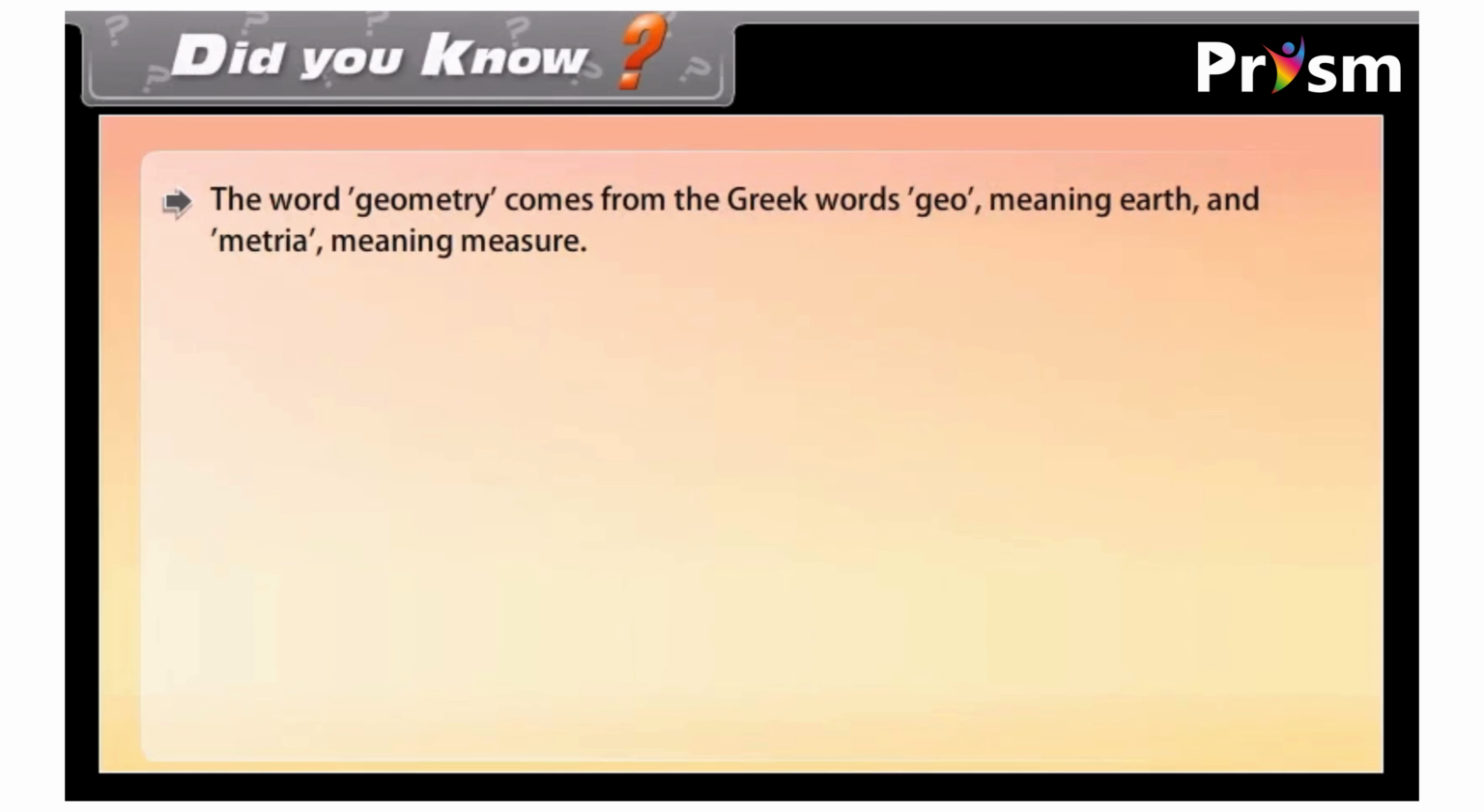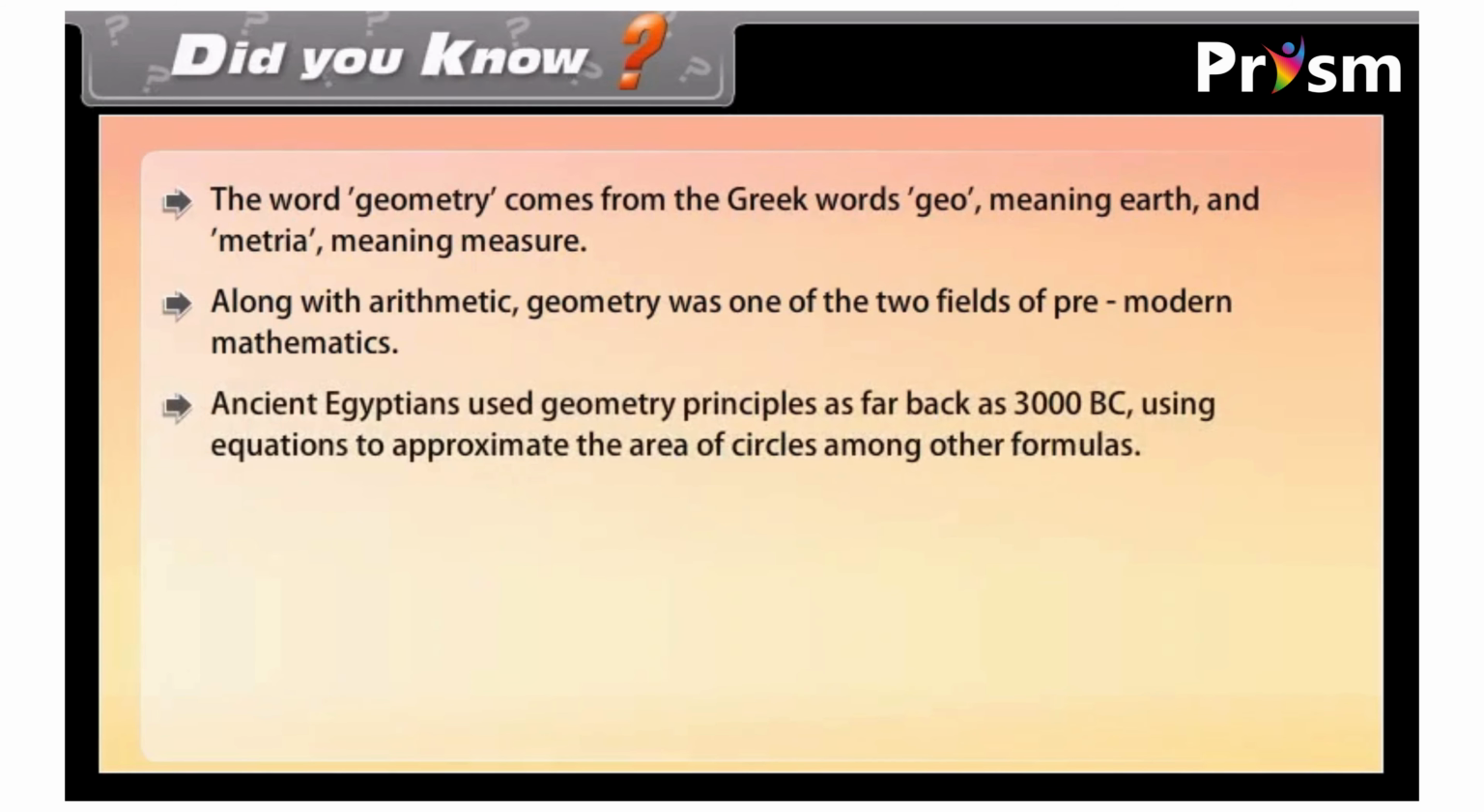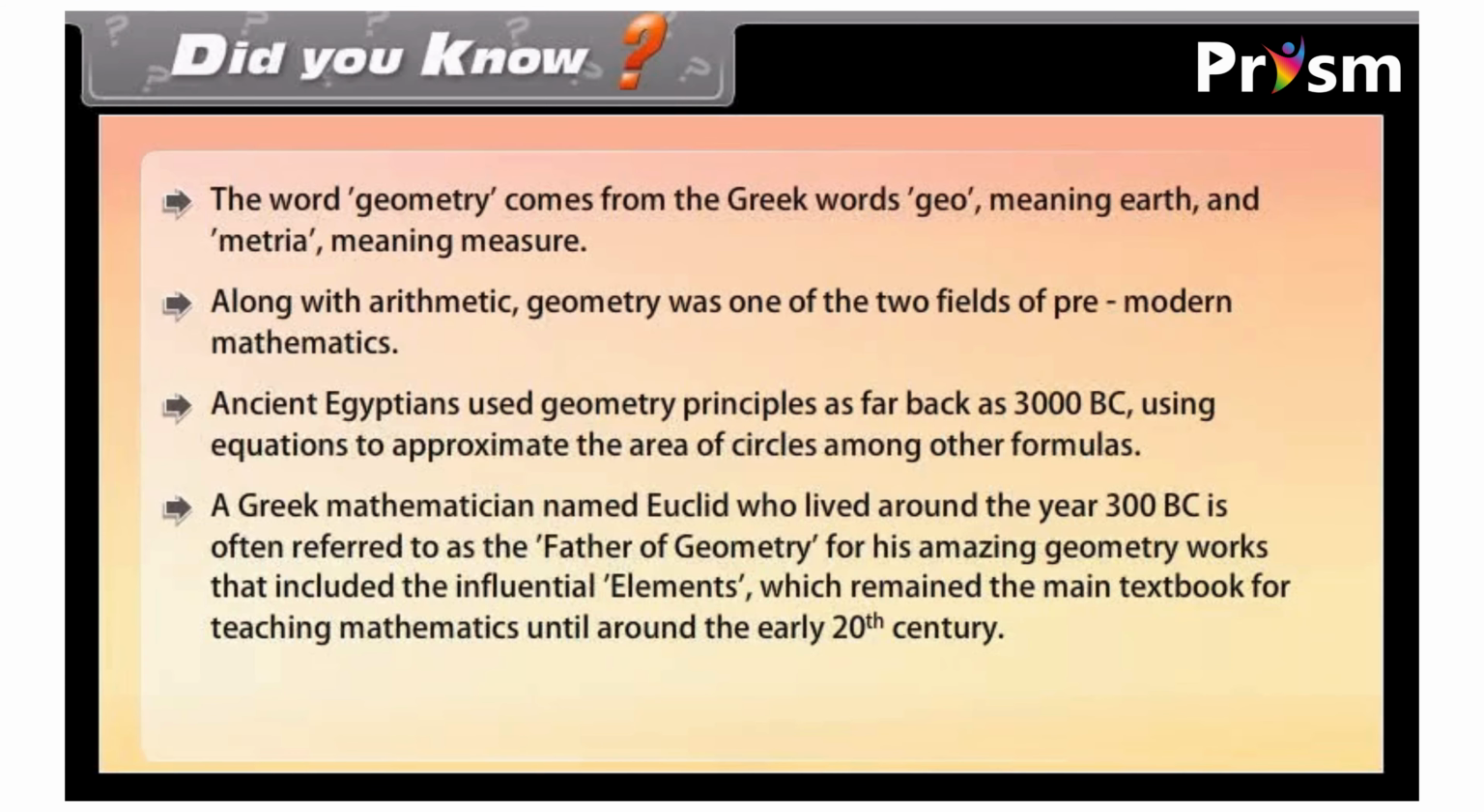Did you know? The word geometry comes from the Greek words geo, meaning earth, and metria, meaning measure. Along with arithmetic, geometry was one of the two fields of pre-modern mathematics. Ancient Egyptians used geometry principles as far back as 3000 BC, using equations to approximate the area of circles among other formulas. A Greek mathematician named Euclid, who lived around the year 300 BC, is often referred to as the father of geometry for his amazing geometry works that included the influential Elements, which remained the main textbook for teaching mathematics until around the early 20th century.